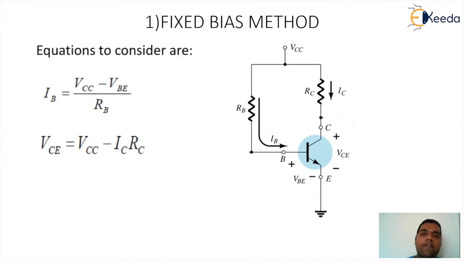So the first circuitry we are trying to understand here is the fixed bias method. In the previous session, we have seen the concept of operating point and the logic of stability along with the load line. So here we take a transistor with a circuitry combination and get the values of current and voltages by applying the KVL equation.